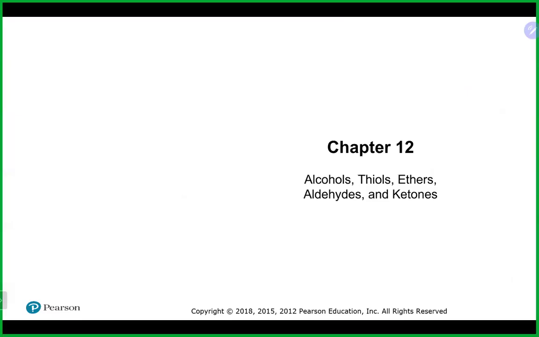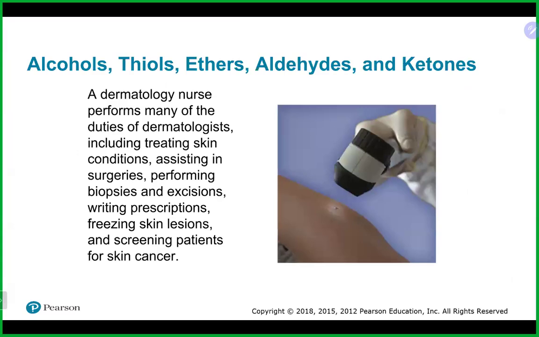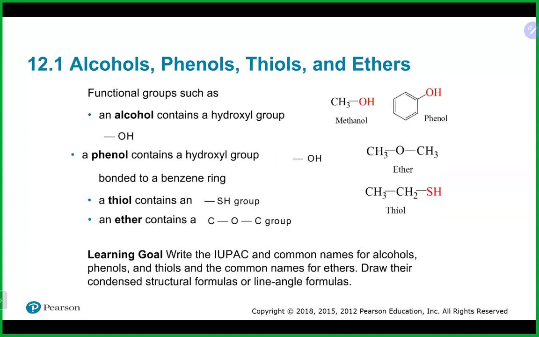Okay, we are off to chapter 12, and we're going to cover some more organic groups: alcohols, thiols, ethers, aldehydes, and ketones. A lot of these groups have oxygen in them. In fact, four of the five have oxygen in them, and thiols have sulfur in them. So we've got some other elements coming into play: oxygen and sulfur. So let's talk about the functional groups for each of these organic compounds.